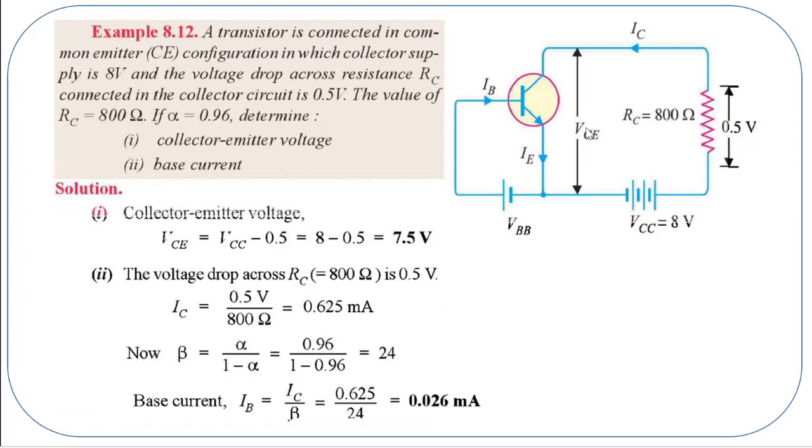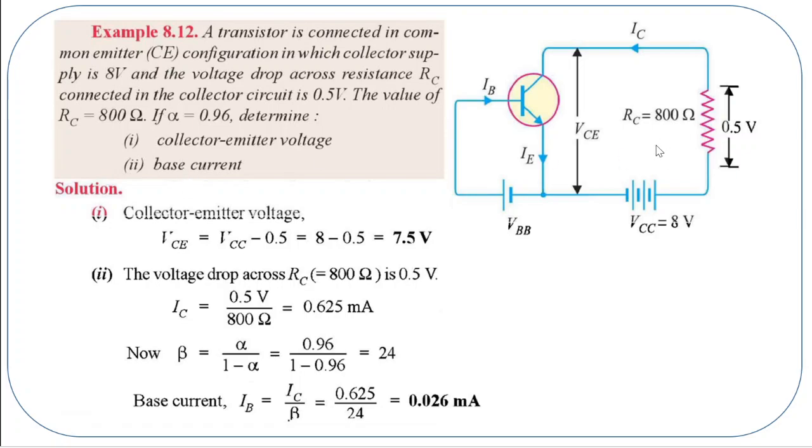Let's first find out VCE. We know that out of the 8 volt supply here, 0.5 volt is dropped across the load resistor. The remaining is going to drop between collector and emitter, right? So VCE is VCC minus 0.5. So 8 minus 0.5, this is 7.5 volt. Straightforward. Right? Now we need to find the base current.